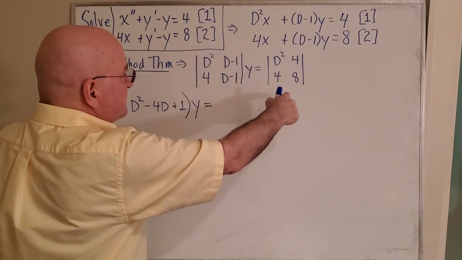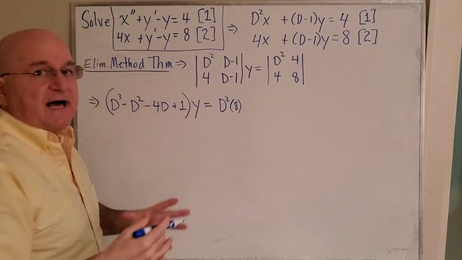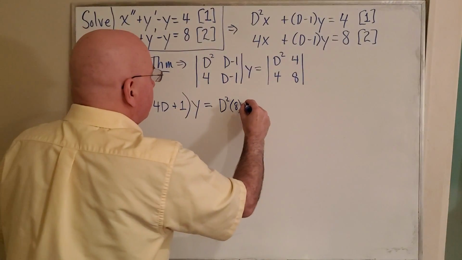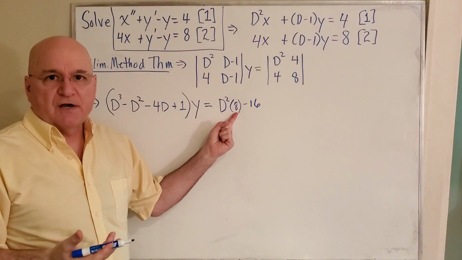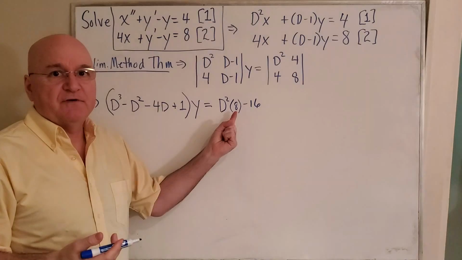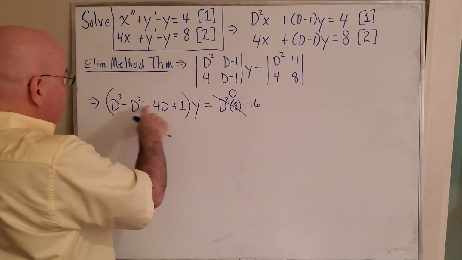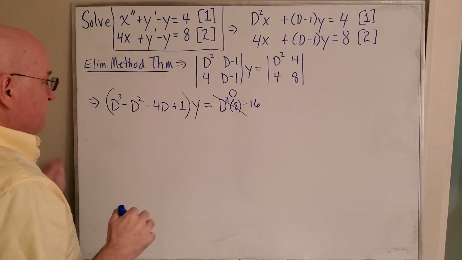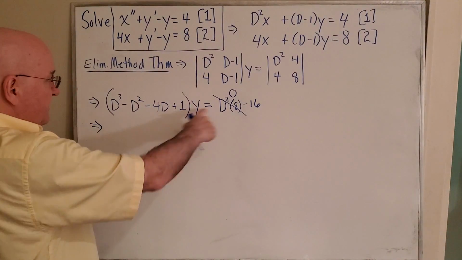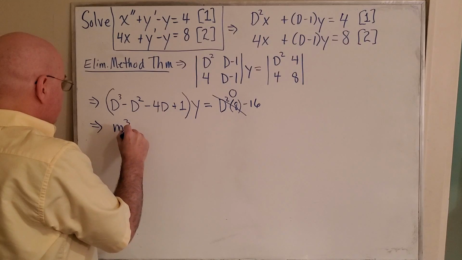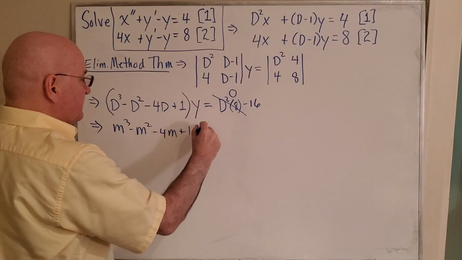Okay, that's going to be d squared applied to 8 minus 16. 8's a constant. What's the derivative of a constant? 0. So the second derivative of a constant is certainly 0. I'm just going to put an x through there and make a note that it's 0. So this is equal to negative 16. And using the characteristic equation for this, I would get m cubed minus m squared minus 4m plus 1 is equal to negative 16.